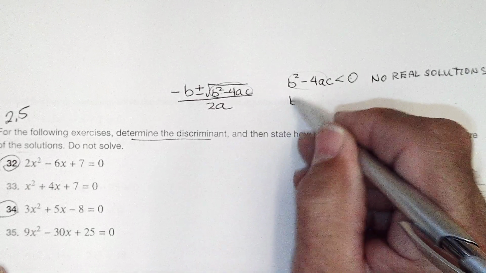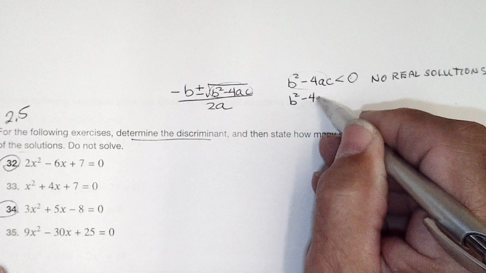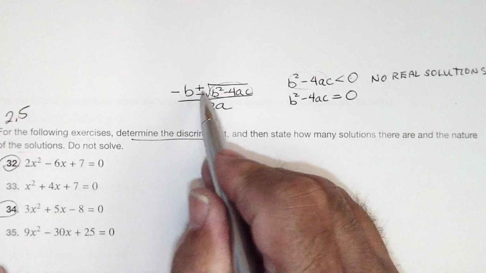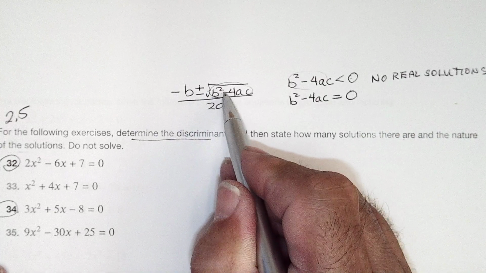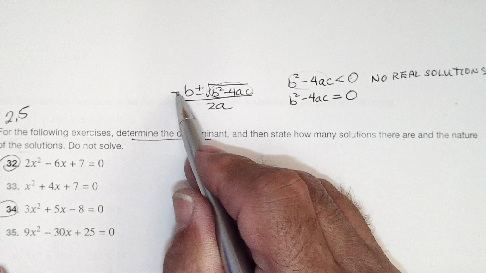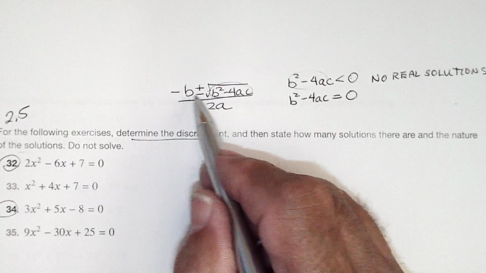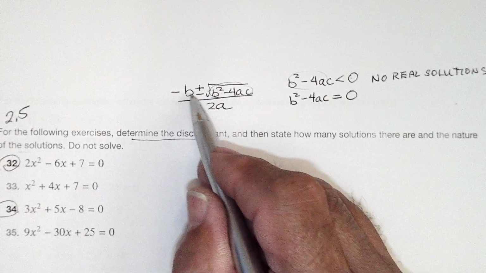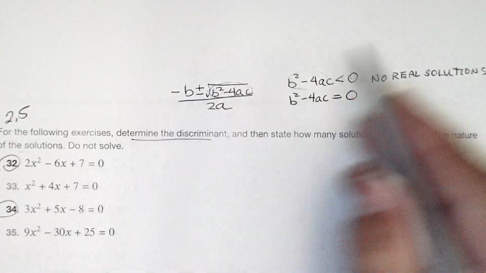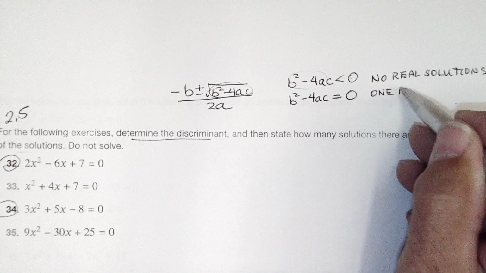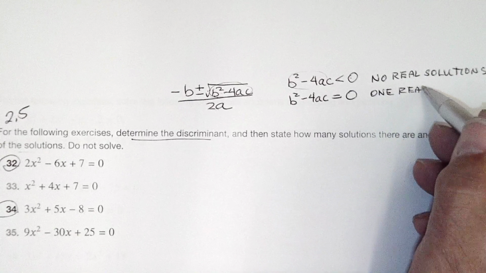If the b squared minus 4ac was equal to 0, the square root of 0 would be 0, and so you'd get minus b over 2a plus or minus nothing. So there wouldn't be a plus something or a minus something. It would just be the one answer. So there's one real solution.